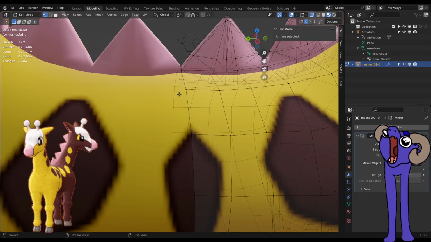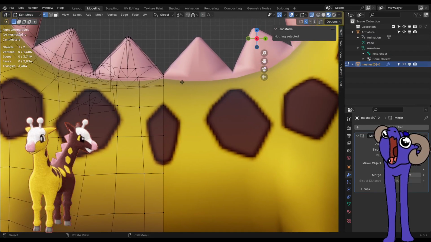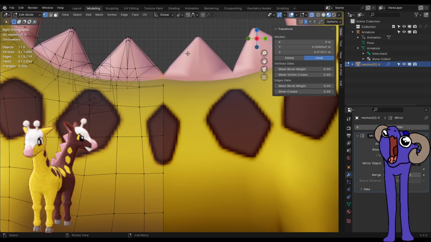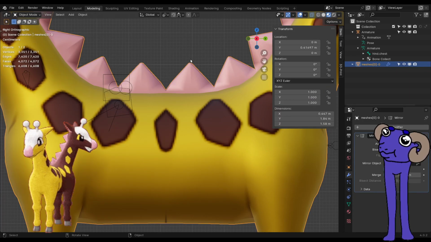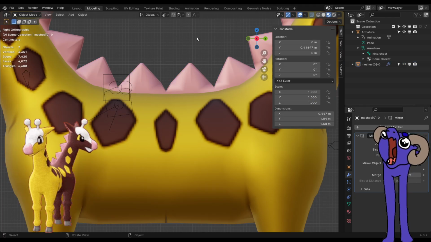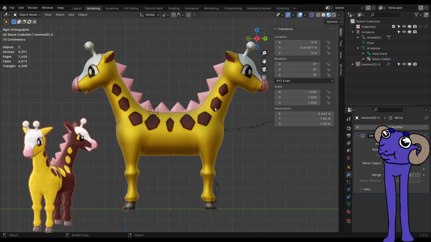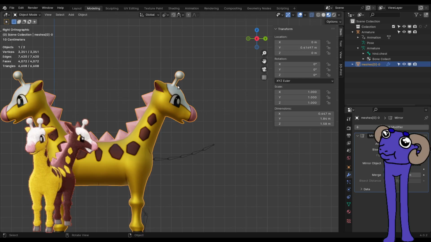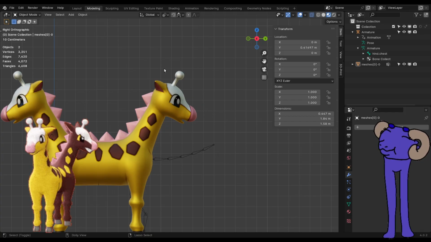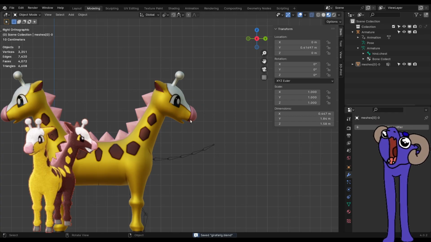Looks almost about right. I will, however, be grabbing that area, bringing it down a little bit. There's less of a random peak over there. Okay. Let's save this over this.